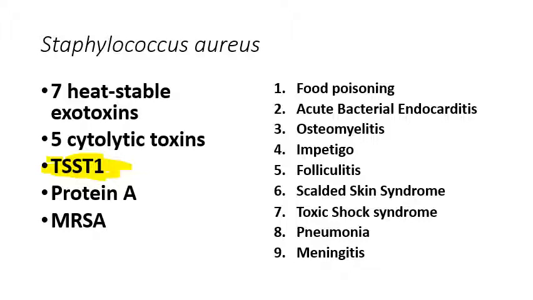It produces a protein called protein A as well. And then it is also the cause of an antibiotic resistant version called methicillin resistant Staphylococcus aureus. That's where the term MRSA comes from, and that will become important later when we talk about antibiotic resistance.